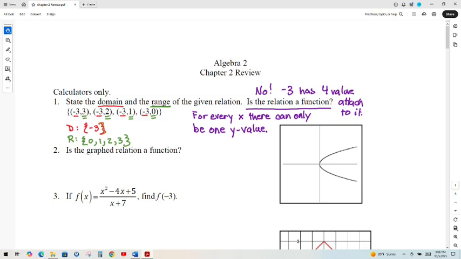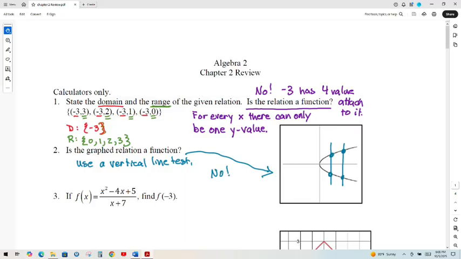Now number 2 is asking about whether this graphed item is a function or not. Now again, for every x, there can only be one y value. So what we do is we do a vertical line test. We draw a vertical line, and that x value, where that vertical line is, you can see has 2 values. I drew 2 vertical lines, so you can see both of them have 2 values attached to it. So therefore, this is not a function. So we would definitely say in this particular problem, no, this is not a function.